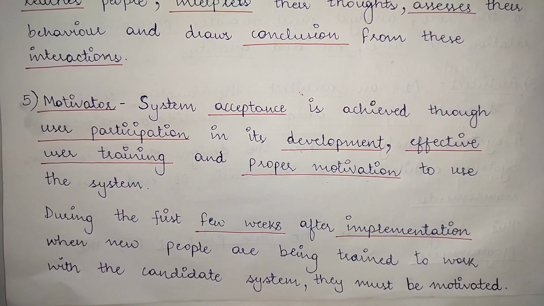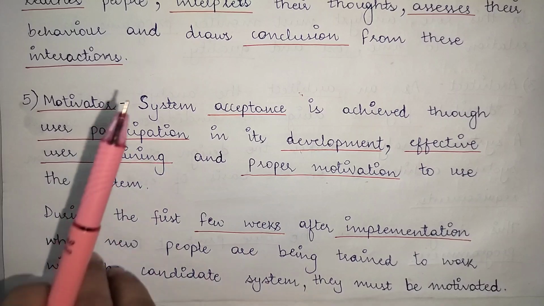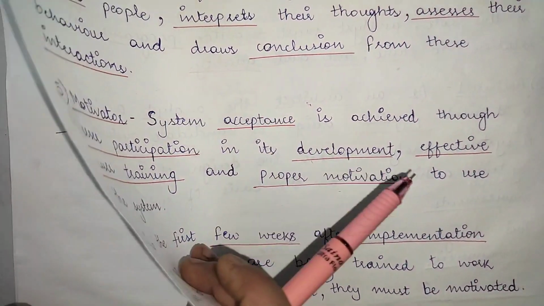So a system analyst has to motivate people and make sure they are not reluctant towards using the new system. Especially this reluctance comes during the first few weeks of implementation, when they are very new to the system. So it is during this time, when people are being trained to work with the candidate system, that the system analyst must motivate the people to use the new candidate system in every possible way.